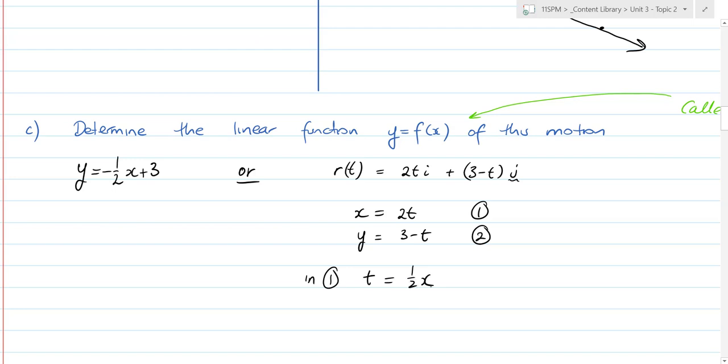Are we happy with that? Now I can remove the t. This is basically simultaneous equations. There are 3 unknowns though, so I'll never be able to solve it. And that makes sense because there's not a single solution. There's an infinite number of solutions along that linear line. But I can get y in terms of x by eliminating the t. So I put this into equation number 2, and I get y equals 3 minus a half x, or y equals negative a half x plus 3, which is what we got.